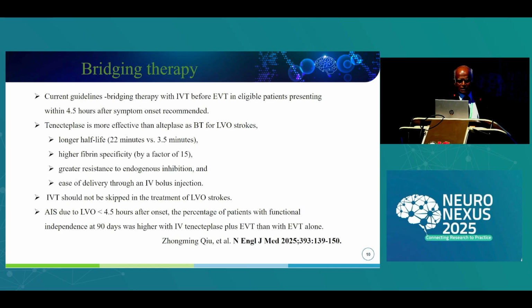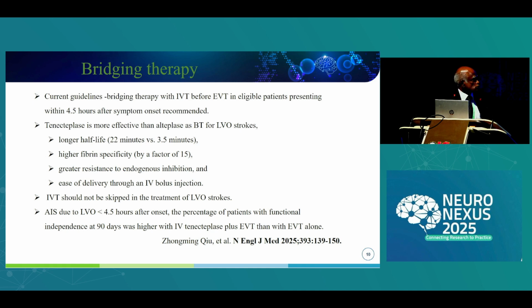What they did was analyze all the patients that they had, and the current guidelines say that bridging therapy in eligible patients presenting within 4.5 hours after symptom onset is recommended. And why tenecteplase scores over alteplase as of today is that it has a longer half-life, higher fibrin specificity, greater resistance to endogenous inhibition by PAI, plasminogen activator inhibitor, and ease of delivery by a bolus injection. More or less, the world has switched over to tenecteplase from alteplase as of today.